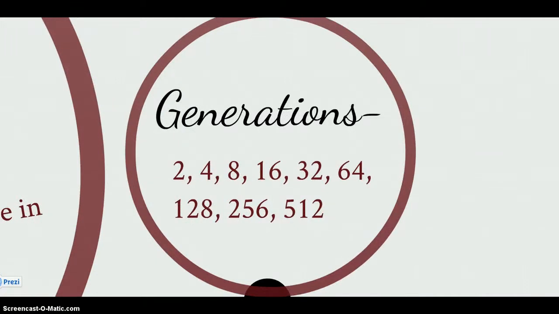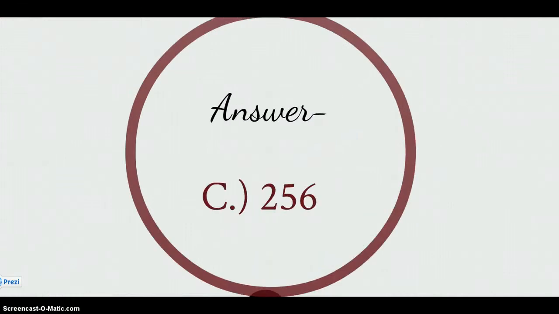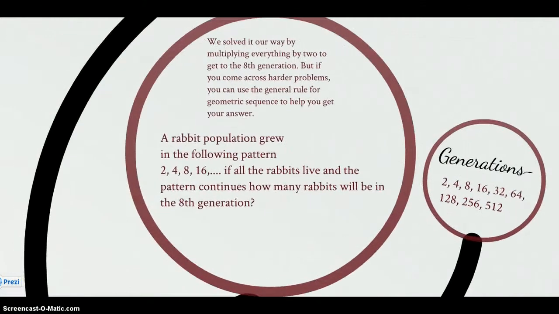The generations, if you were to continue to the 8th generation, would be 2, 4, 8, 16, 32, 64, 128, 256, and 512. The answer would be C, 256. We solved it our way by multiplying everything by 2 to get to the 8th generation.